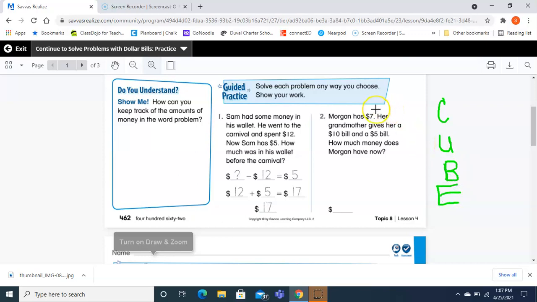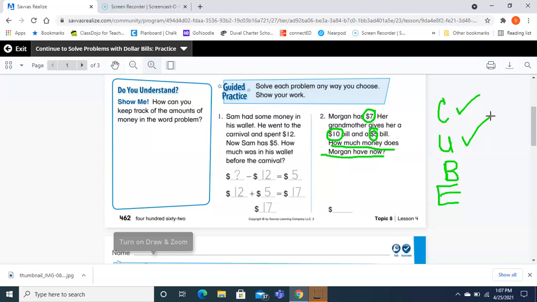Okay, so Morgan has $7. We're going to do the C first. We're going to circle it. Her grandmother gives her a $10 bill and a $5 bill. How much money does Morgan have now? So we've circled the numbers. Now we need to underline the question. How much money does Morgan have now?